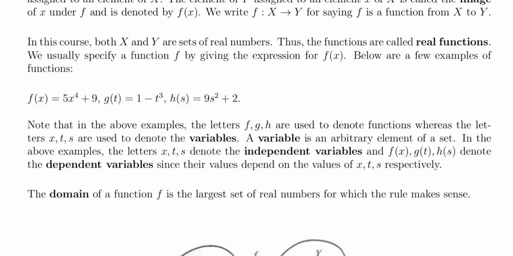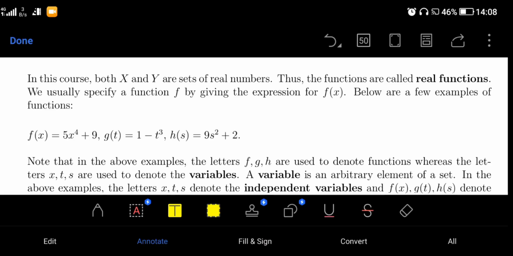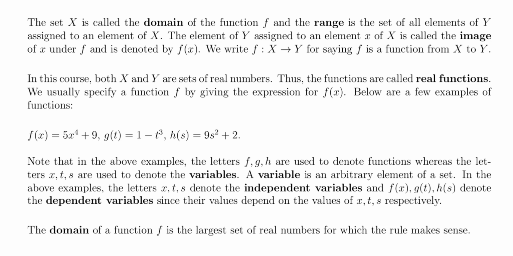Okay, so we write f is a function from X to Y, as you can see right here. In this course, both X and Y are sets of real numbers. So for you guys who are doing engineering MTE 101, just know that we are dealing with real numbers of x and y. Your functions will be real functions. We usually specify a function by giving an expression f of x. So let's look at examples.